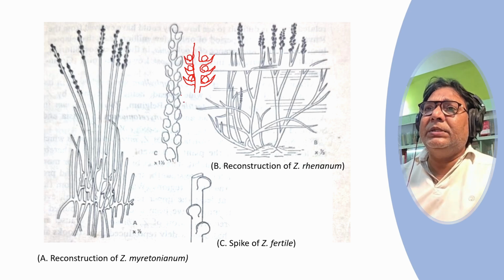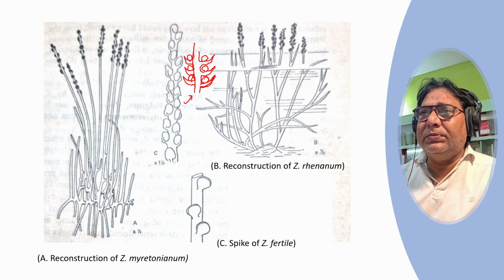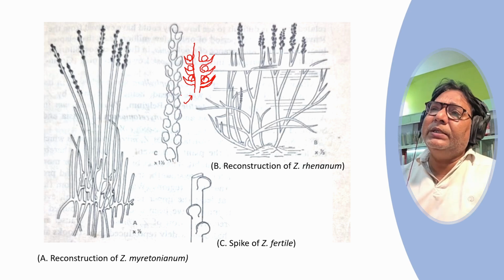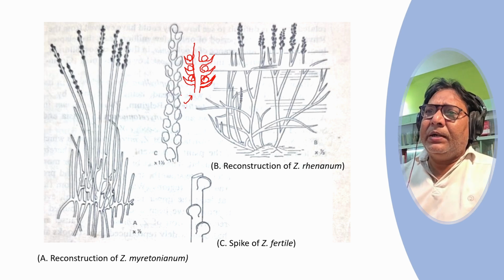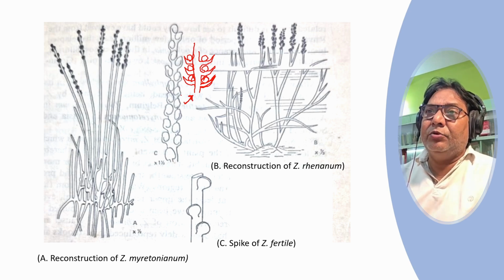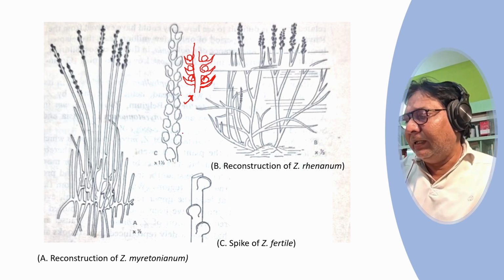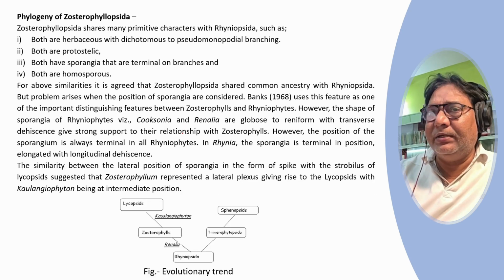Is there any similarity between these two? Of course, both are lateral in position. The only difference is the leaf-like structure below the sporangia in Lycopodium. Lycopodium and Selaginella are much more evolved plants. Leaf has already come, but they might have come from a Zosterophyllum kind of plant, the Zosterophyllopsida group. It seems from this structure that their plexus is the same. That is what is being said here.